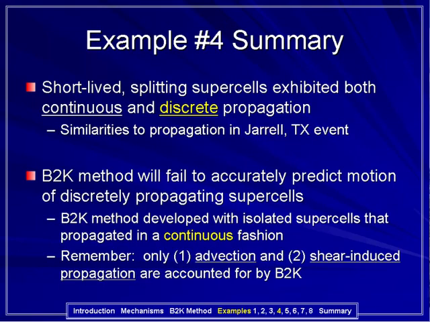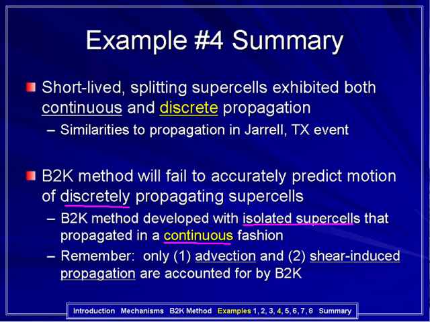So for this event, what we saw was both continuous and discrete propagation, and we really focused on how do you calculate storm motion, and we saw both ways can be calculated. Also highlighted some weaknesses of the B2K method, and especially when you have supercells that are propagating discretely, the B2K method won't be as effective. And again, I want to reiterate that the B2K method was developed with mostly isolated supercells that had a continuous or a steady kind of propagation.